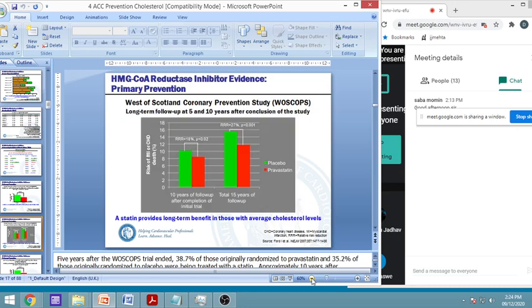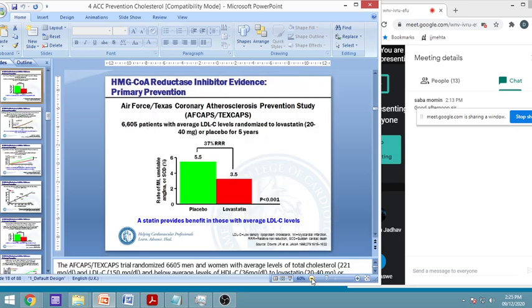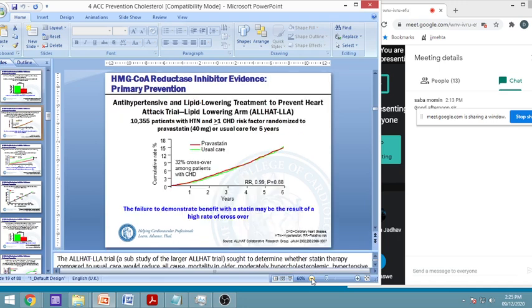So these studies also show long-term benefit for those who have high cholesterol. So risk of MI or these various cardiac diseases has been reduced with these statins. Then this is another study, that is Air Force Texas Coronary Atherosclerosis Prevention Study. It also shows similar results, that it provides benefit with LDL levels.